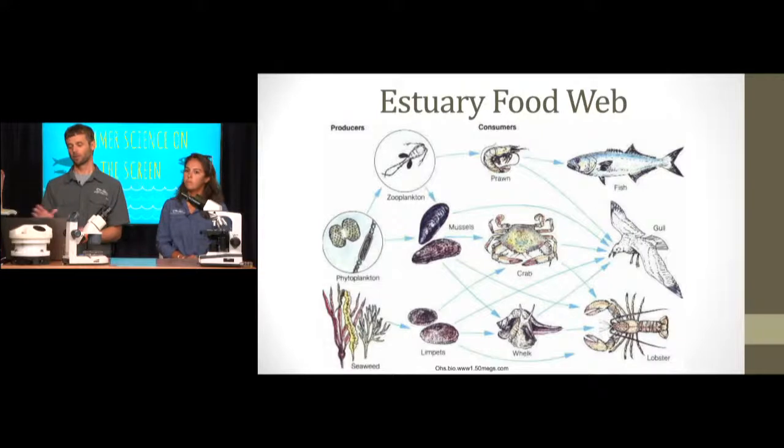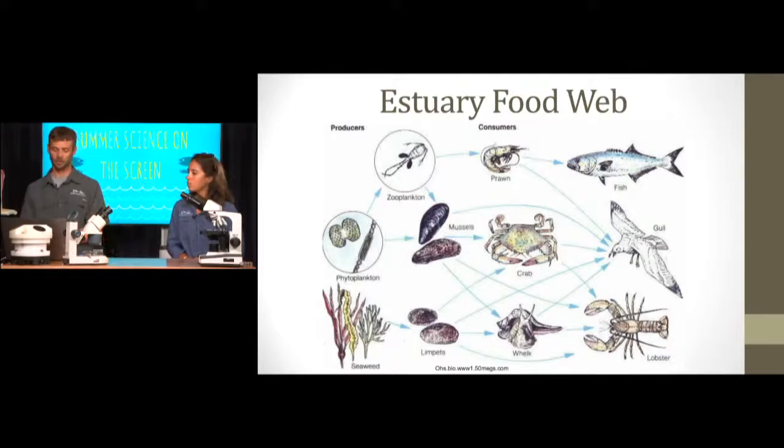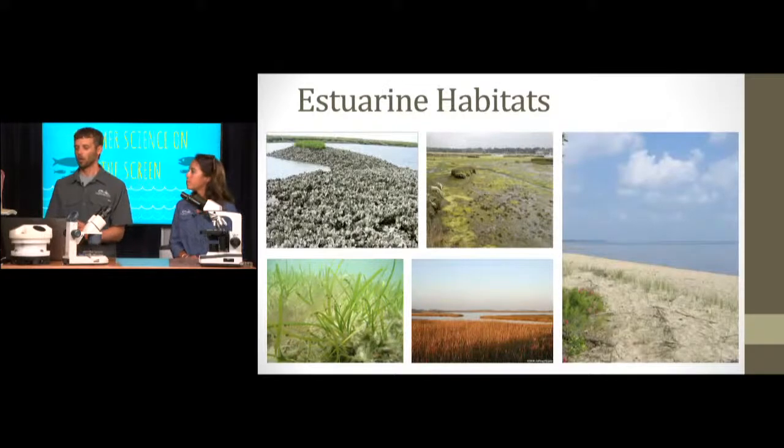You can see towards the right side of the food web that the larger animals are going to benefit from eating the smaller animals, and those smaller animals are also going to benefit from eating smaller animals. As we move up the food web, all the animals are interconnected. We have producers, things that make the energy, and then we have consumers, things that eat the producers and other consumers.